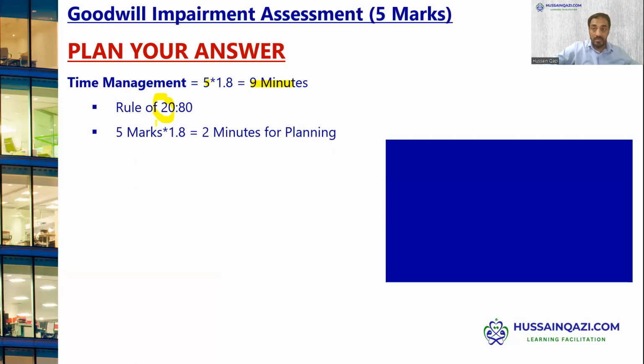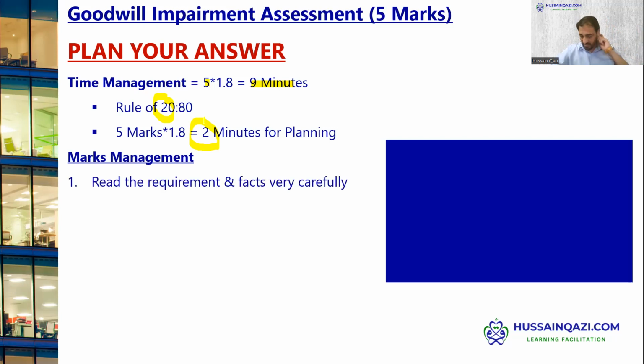Whatever you are going to write, before you write, make a brainstorm. What will I write for 5 marks? What 3 or 4 points should I write? Make a brainstorm. Ideally, if you have 9 minutes and you need to invest 20% of the time for planning, that means 2 minutes you can invest for planning. Students, you must do this. So the first thing is to think about time.